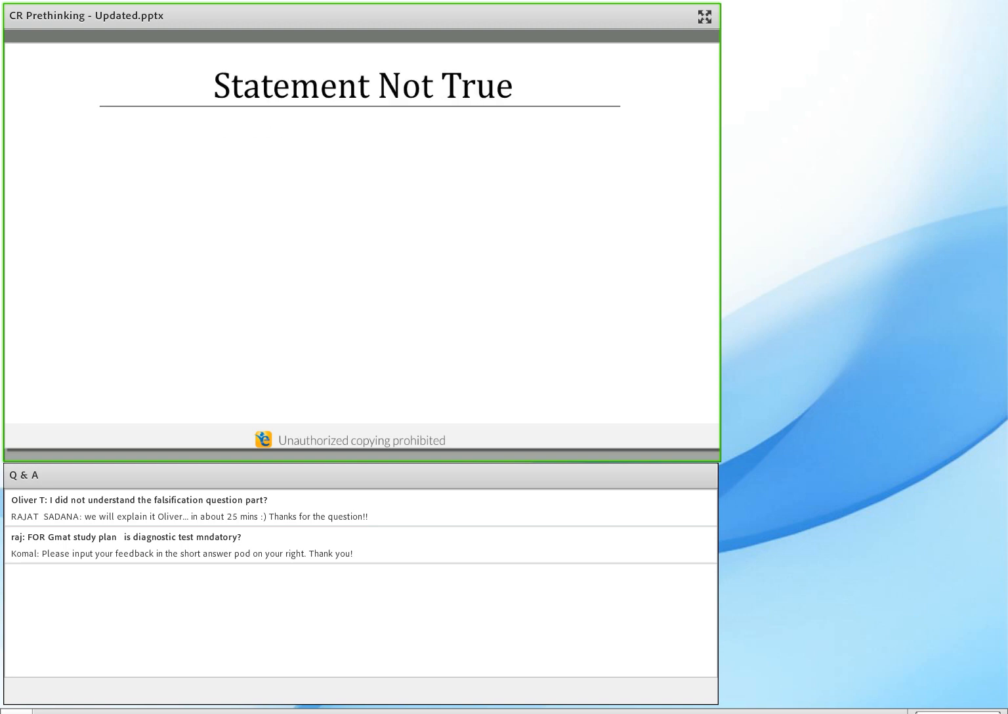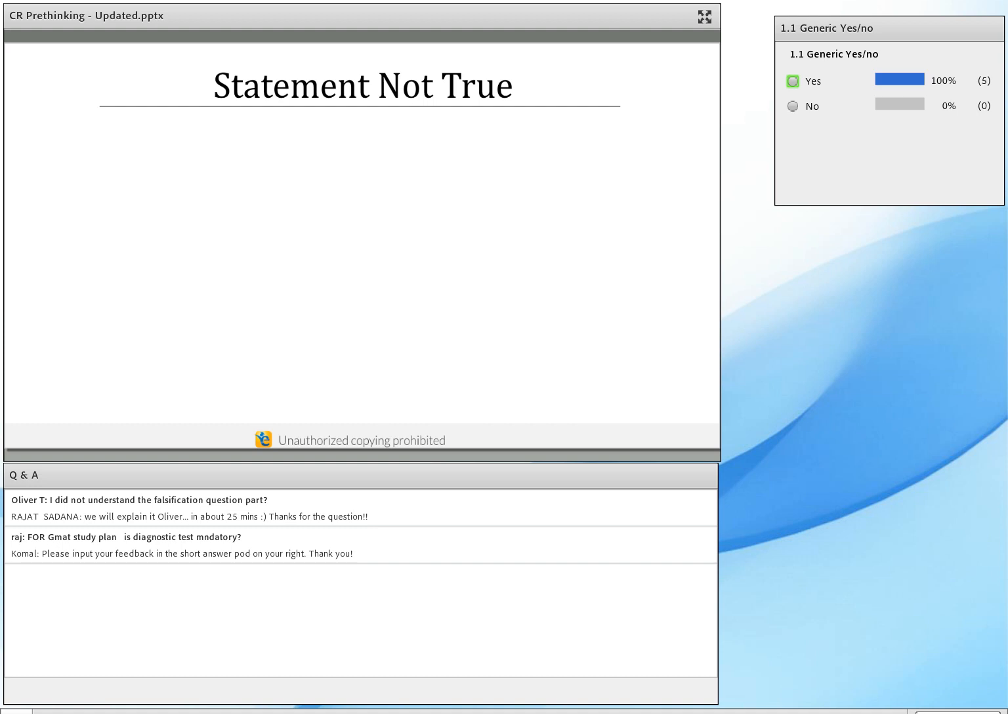Now, how many of you are confused about how we can say that when a statement is not true, its negated version automatically becomes true? How many of you are confused about this part? How can you make that claim that when you say a statement is not true, its negated version automatically becomes true? So about 80% of you.